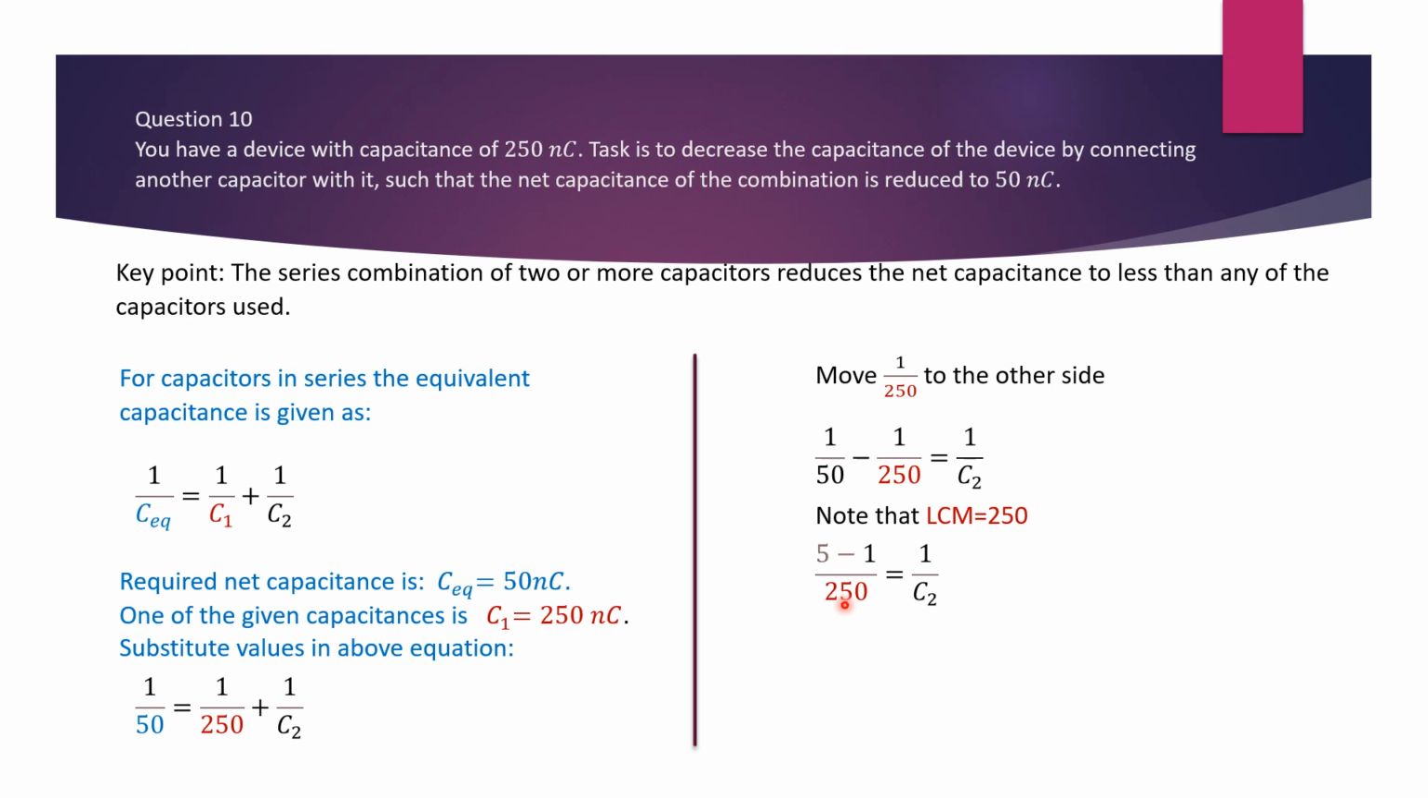Now taking the LCM 250 and resolving the left hand side of the equation above results in 5 minus 1 in the numerator. Solving the numerator results in 4 divided by 250. This is equal to 1 over C2. Now cross multiply and simplify the numbers here. This will result in C2 equal to 62.5 nanocoulombs.